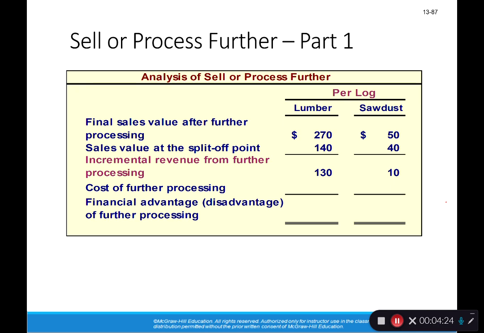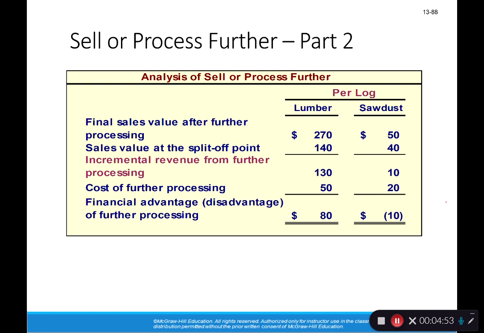Well, you can see in this calculation that if we process the lumber further, we get an extra $130 in revenue, and sawdust will get us an extra $10. To process the lumber further, it costs us an extra $50, and to process the sawdust further, it costs us an extra $20. So when all is said and done, processing the lumber further gives us an advantage of $80, but if we process the sawdust further, we lose $10.